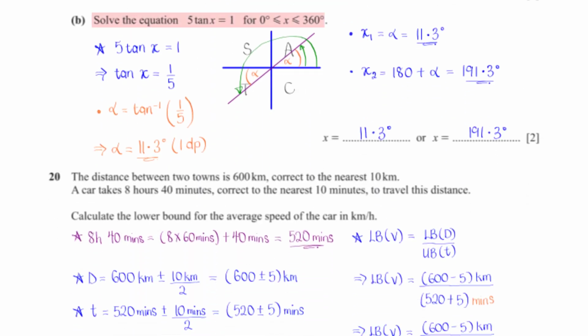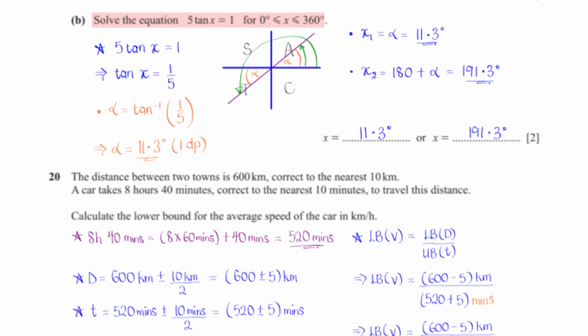Solve the equation 5 tan x equals 1 for x greater than or equal to 0 degrees and less than or equal to 360 degrees. And so we have 5 tan x equals 1. When we make tan x the subject, we get 1/5. So first off, let's find the value alpha, which is equal to tan inverse of 1/5. So tan inverse of 1/5 is equal to 11.3 degrees, correct to 1 decimal place.